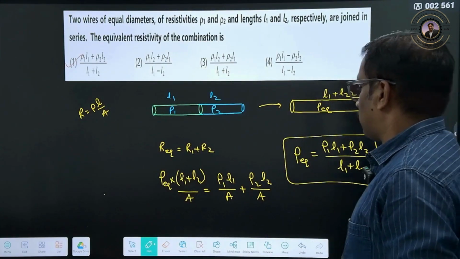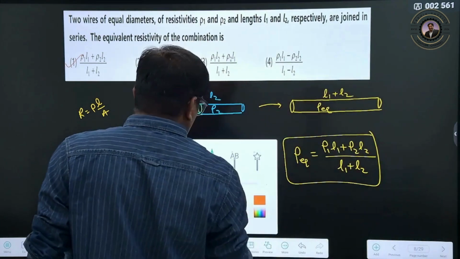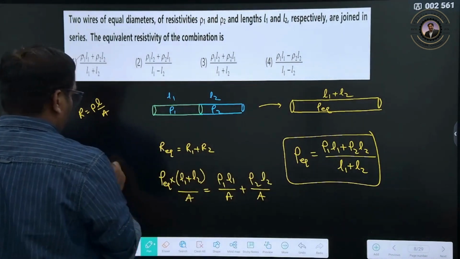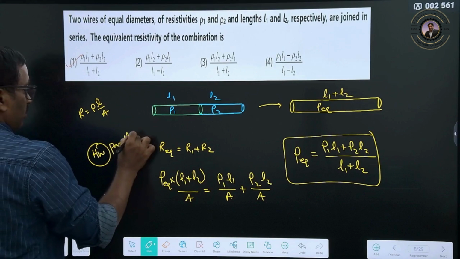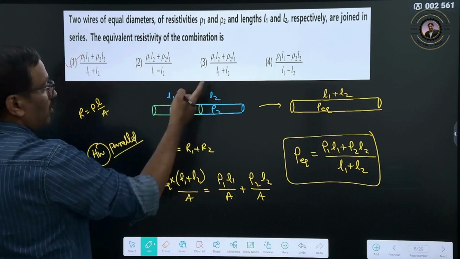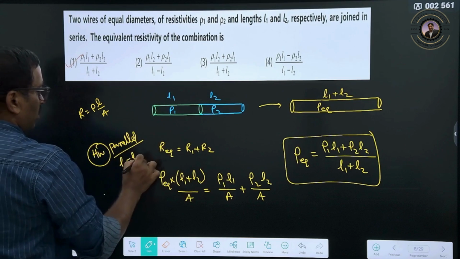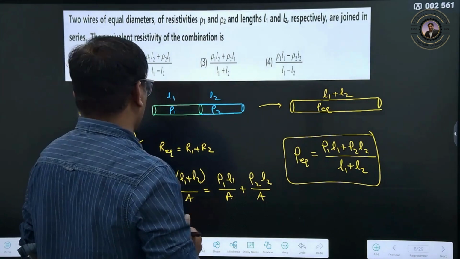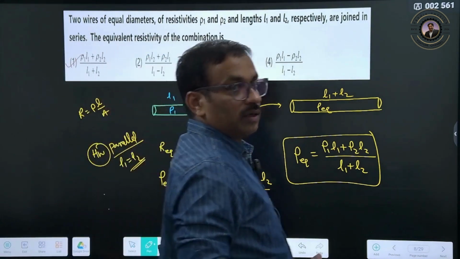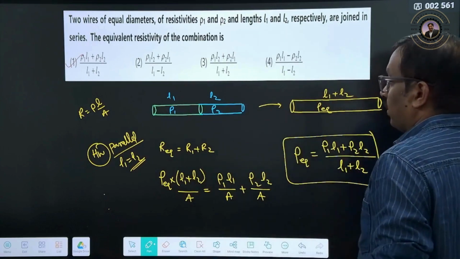Clear? So therefore here, if they are connected in parallel, you do this as homework. Assume that L1 and L2 are equal. So find this as your homework, please do it and give it in the comment.